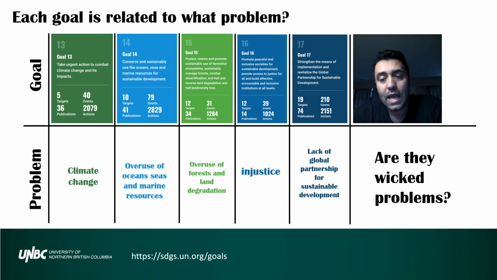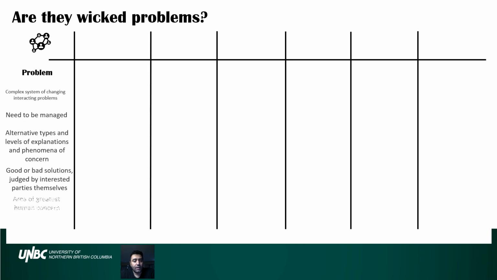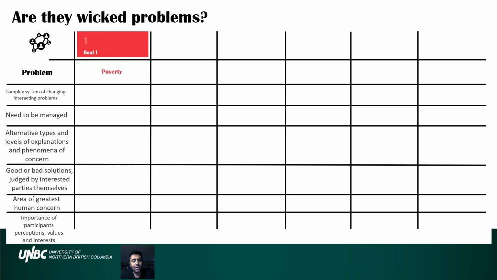some problems. But are they wicked problems or not? Or are they tame problems? According to the definition, the six-parameter definition that was released in 2001, we can check each goal. We can go first for poverty.